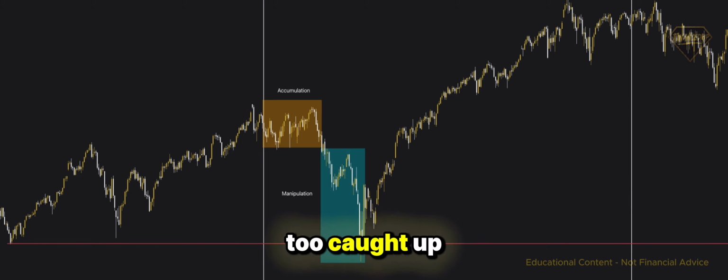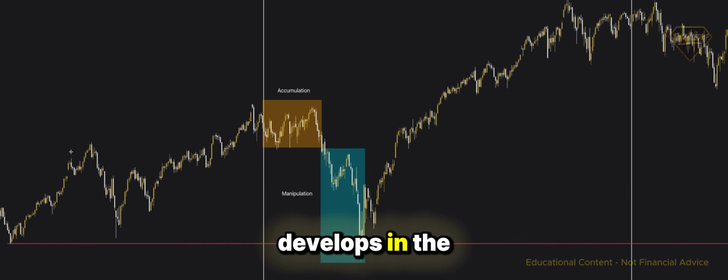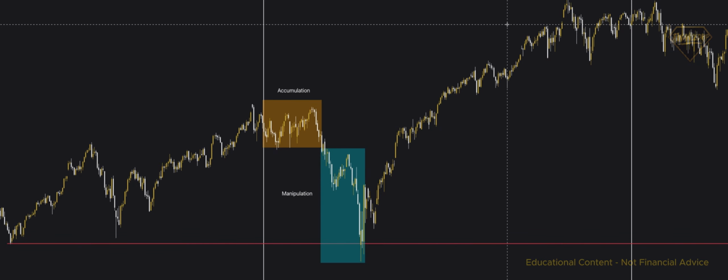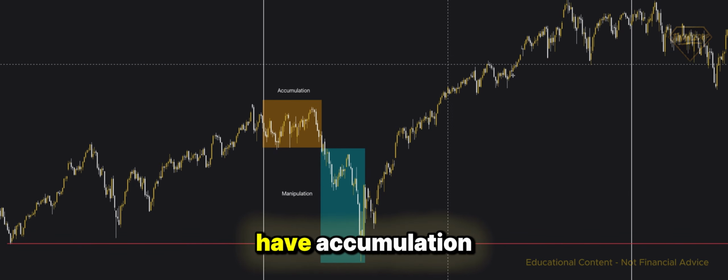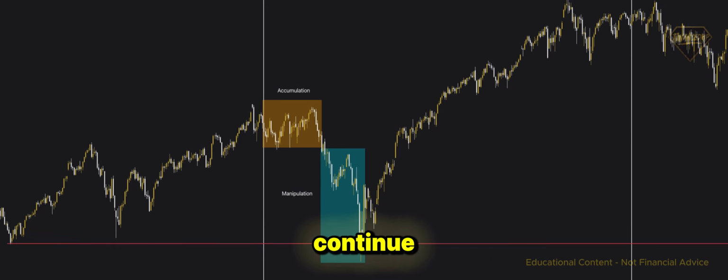Now don't get too caught up in the word manipulation. For what we're doing here, I simply want you to recognize the function. The price moves outside the range before the larger expansion develops in the other direction. So now we have accumulation, manipulation, and let's continue.